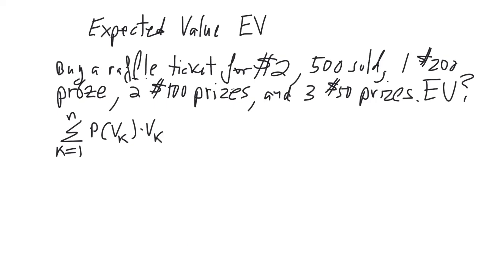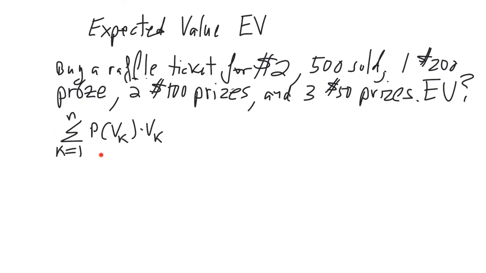And the last thing we need to talk about is expected value, which is usually abbreviated EV. So say you buy a raffle ticket for $2. 500 are sold. There's a $200 prize, two $100 prizes, and three $50 prizes. What is the expected value of this game or this event?